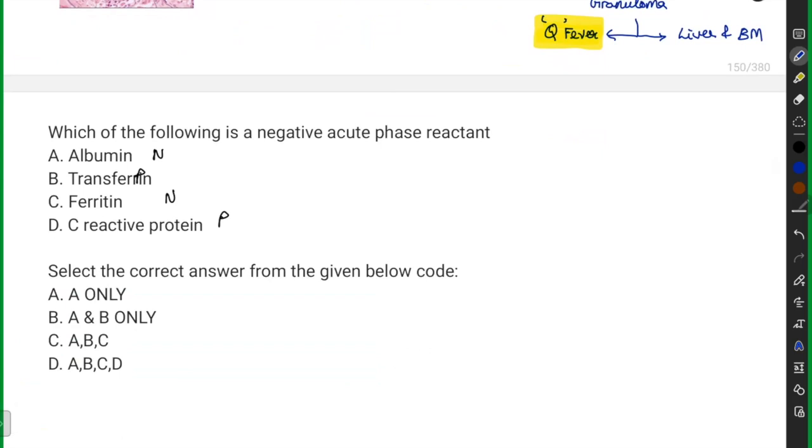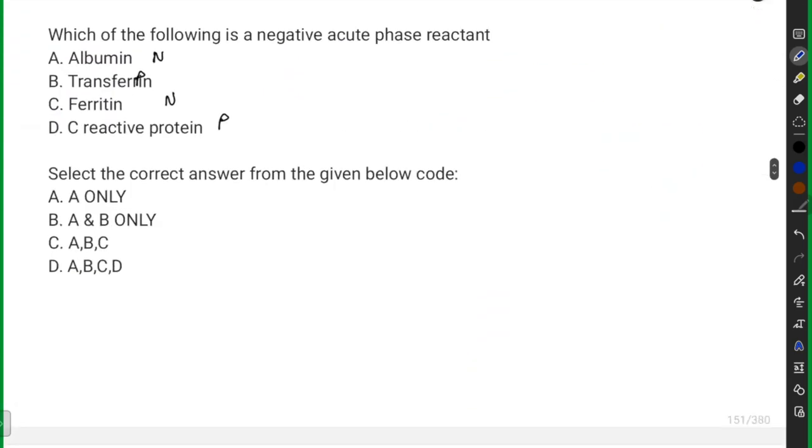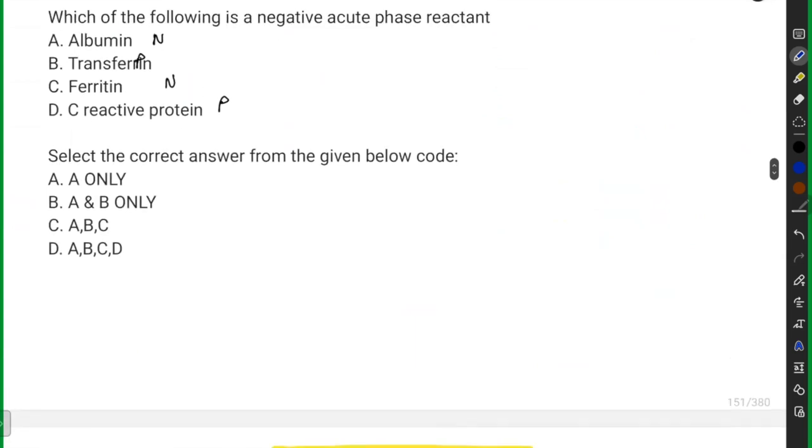In inflammation, some will be raised, but there are certain things that will be decreasing. So you have to know which is going to act as a positive acute phase reactant and which is going to act as a negative acute phase reactant. You should know both things. Let's go back and discuss this acute phase reactant and then come again.